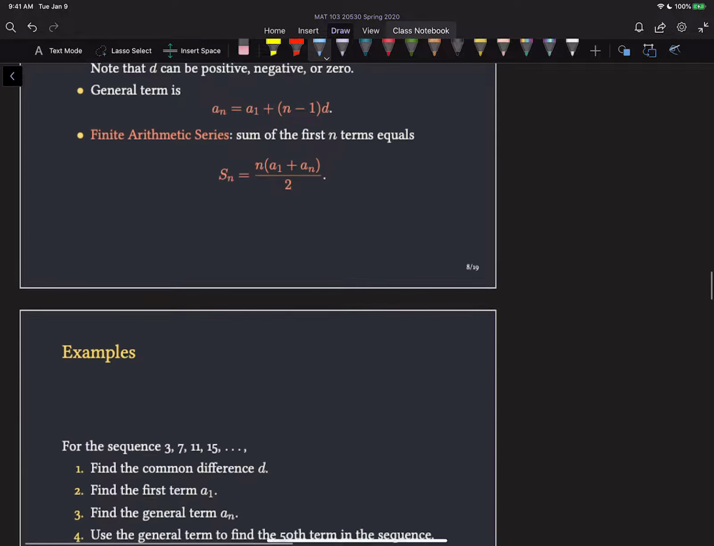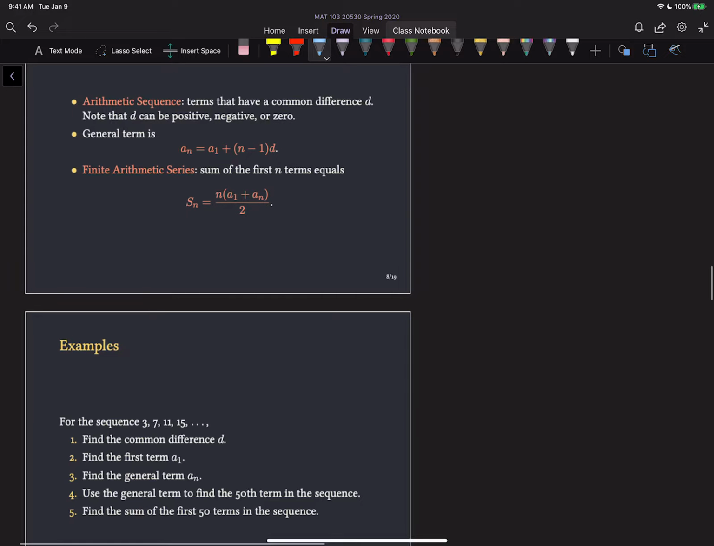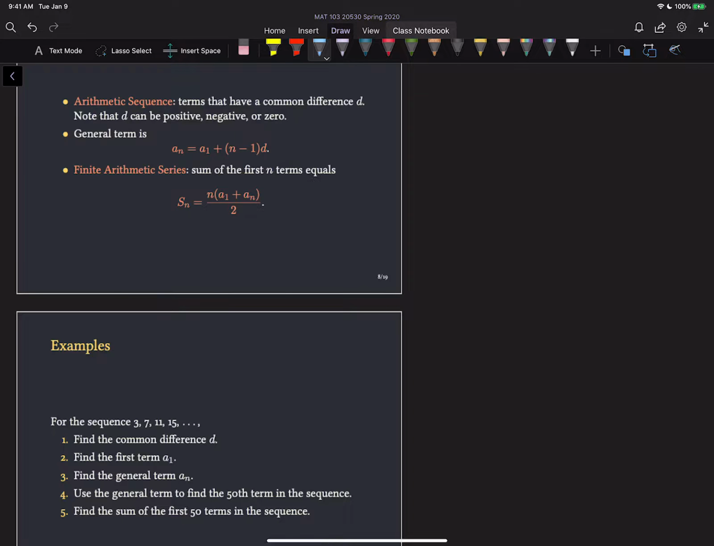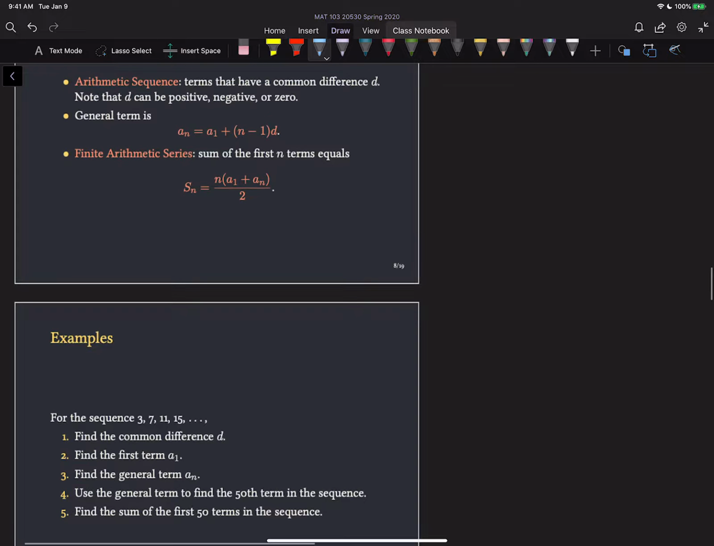Let's look at one example and see how we can apply this formula to solve problems like this. So we'll try to keep both slides on the same screen so you can actually look at the formulas. For the sequence 3, 7, 11, 15, find the common difference d. The easiest way to find the common difference d is simply to calculate the difference between any two adjacent terms. If it's consistent, then it is an arithmetic sequence.